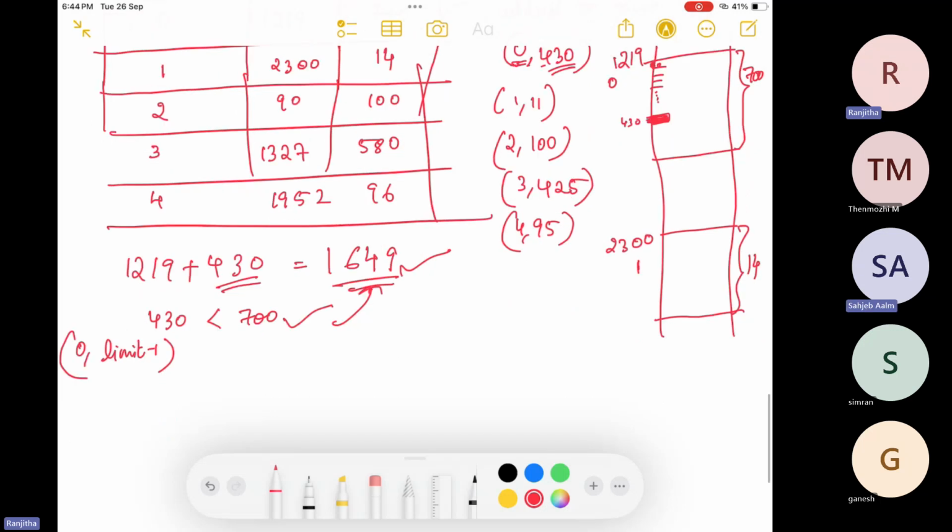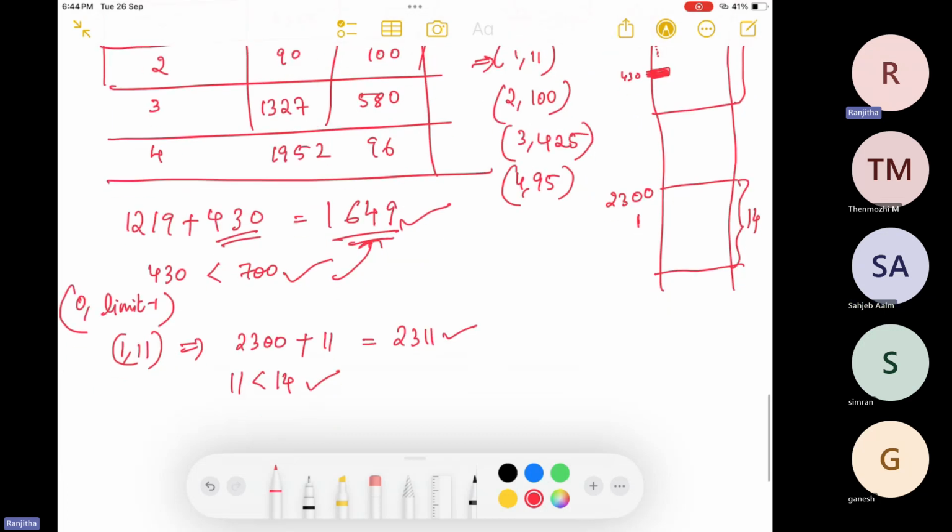So there won't be any trap generated. Now for this one, 1, 11, the base is 2300 plus 11, and the limit is 14. 11 is less than 14, which is true. So we add, and 2311 will be the physical address.